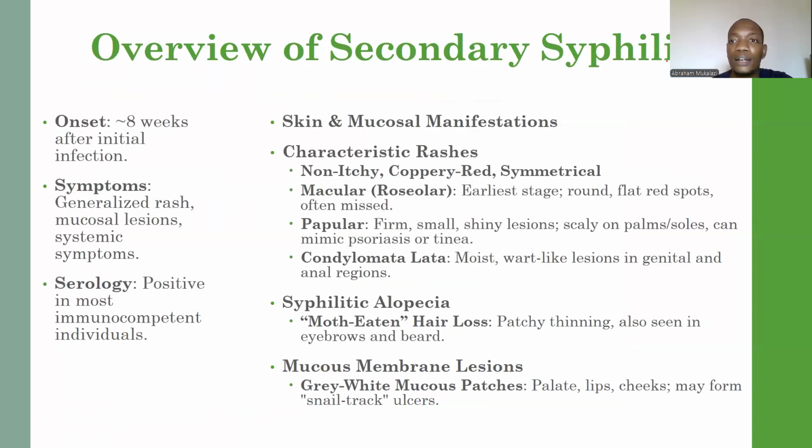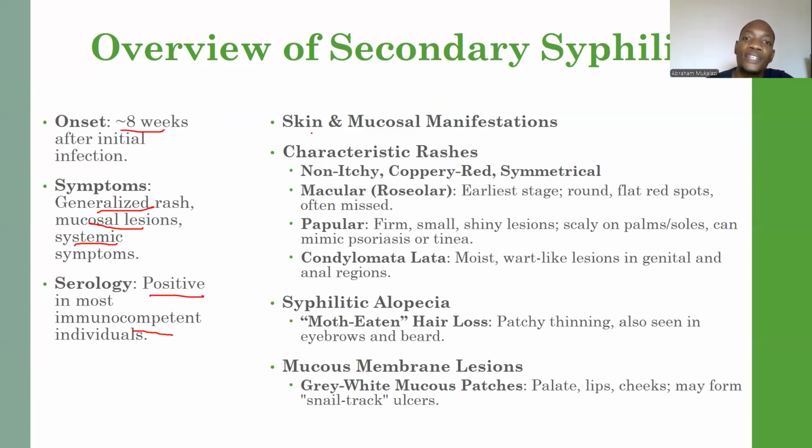So when you look at secondary syphilis now, this one usually comes in a little bit later after the primary infection, and it can be about 8 weeks after the initial infection. And someone will present with a generalized rash with mucosal lesions, and then sometimes with systemic symptoms. So when you do serology it will be positive, even in immune competent individuals. But when it comes to the immune deficient, sometimes even serology can be a little bit negative.